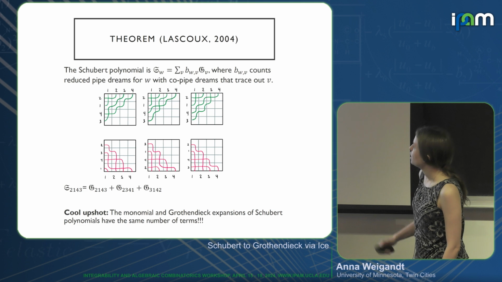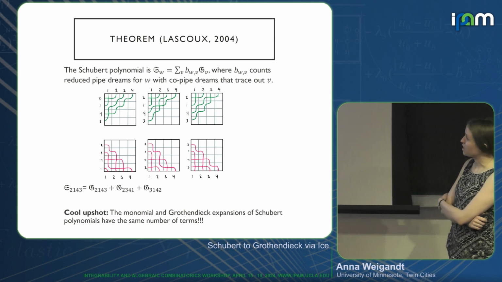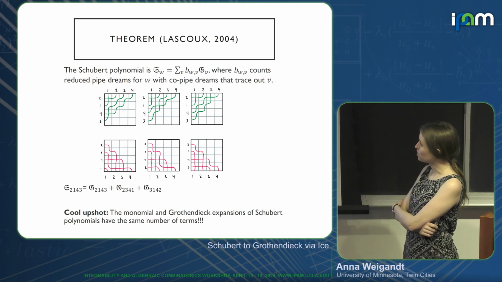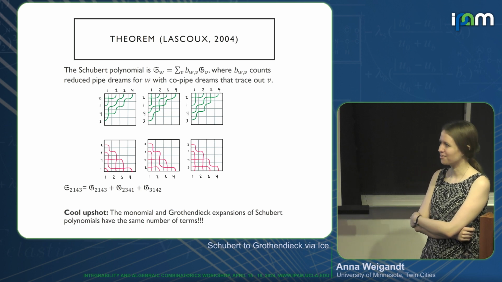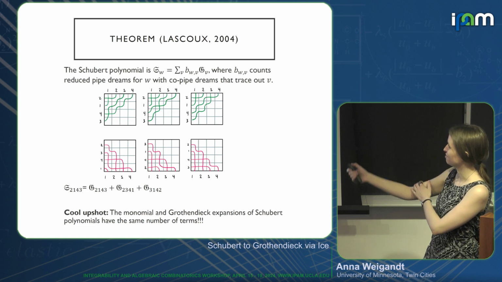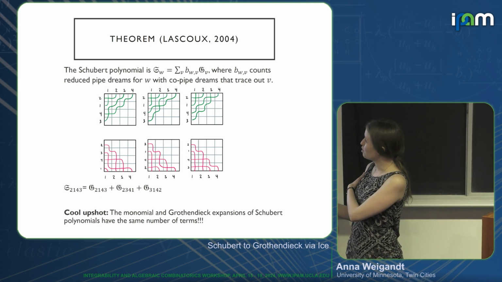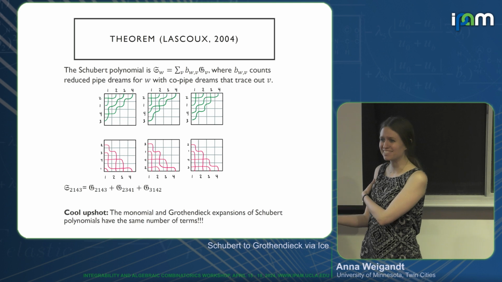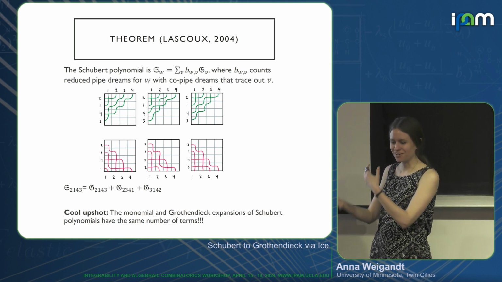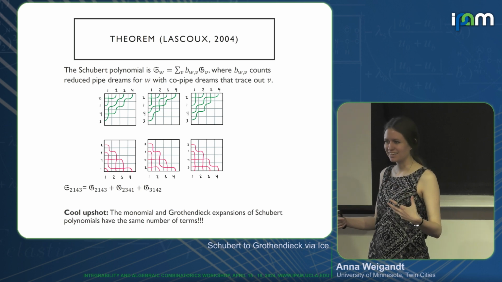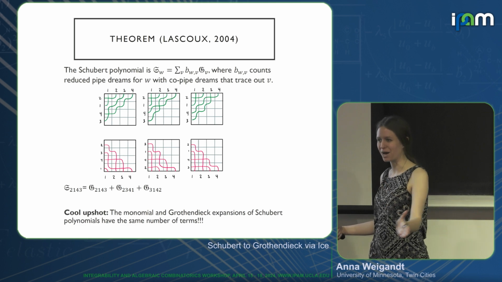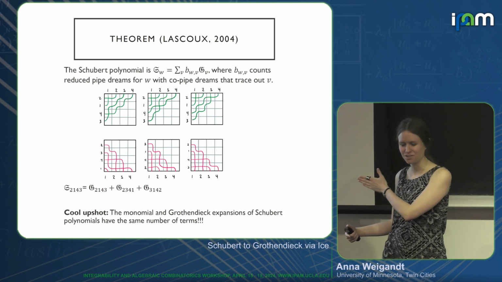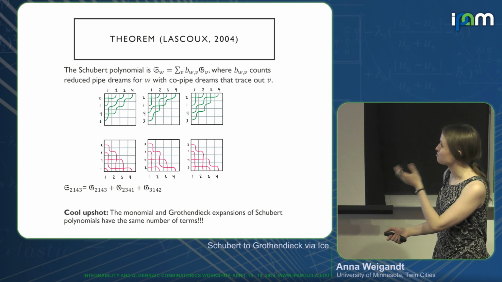Okay, so Lascoux gave us the other direction, Schubert to Grothendieck. What's wild about this formula, and I think a lot of people don't know this fact, is that Lascoux, 2004: Schubert polynomials expand positively in Grothendieck polynomials. Grothendieck polynomials have all these signs, and somehow all the signs cancel perfectly to give this positive expansion into the basis of Grothendieck polynomials. So, Schubert to Grothendieck.